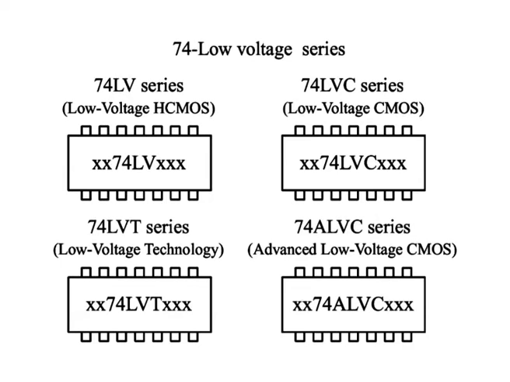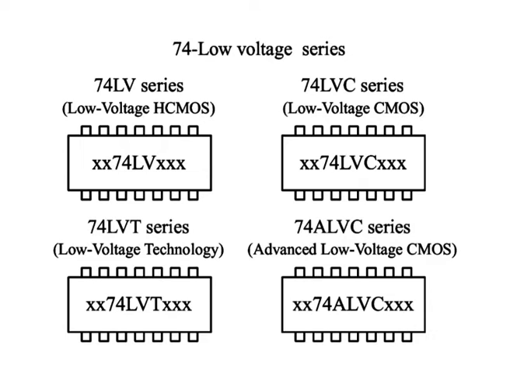74 low voltage series. This is a relatively new series of logic using a nominal supply voltage of 3.3 volts, which is designed for extremely low power and low voltage applications, for example battery powered devices. Members of this series include the 74LV, 74LVC, the 74LVT and the 74ALVC.